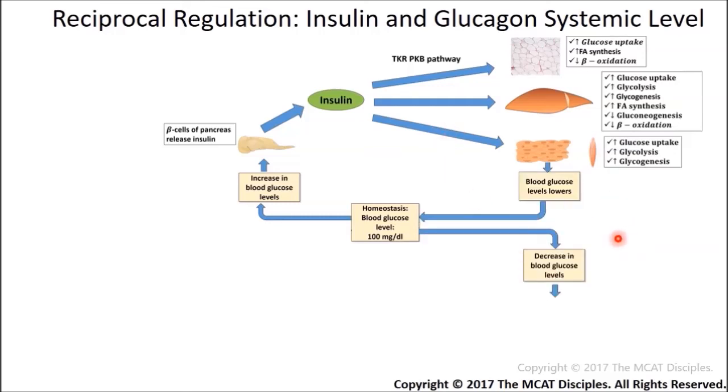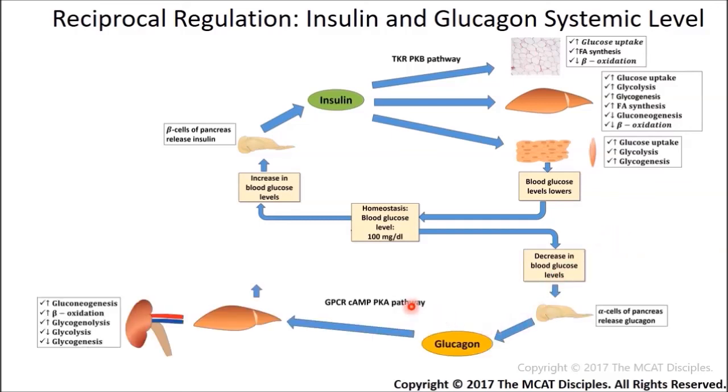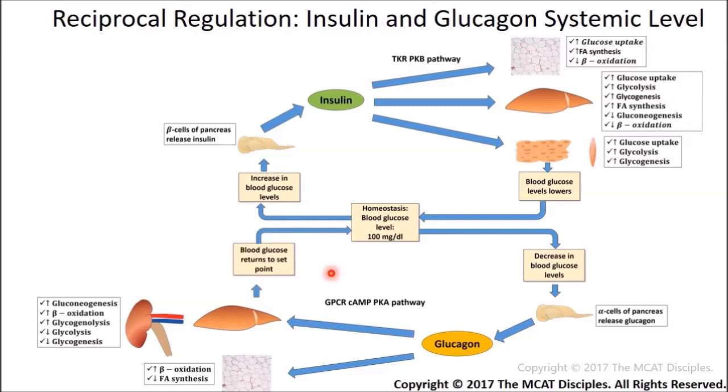If you decrease blood glucose levels, the alpha cells of the pancreas release glucagon. Through a G protein coupled receptor, cyclic AMP pathway, you increase gluconeogenesis, beta oxidation, and glycogenolysis, and decrease glycolysis and glycogenesis. And at fat, you increase beta oxidation and decrease fatty acids, all directed at returning blood glucose towards the set point, which is, again, the dynamic steady state that we're maintaining. Primarily, that is coordinated by the pancreas and the liver.